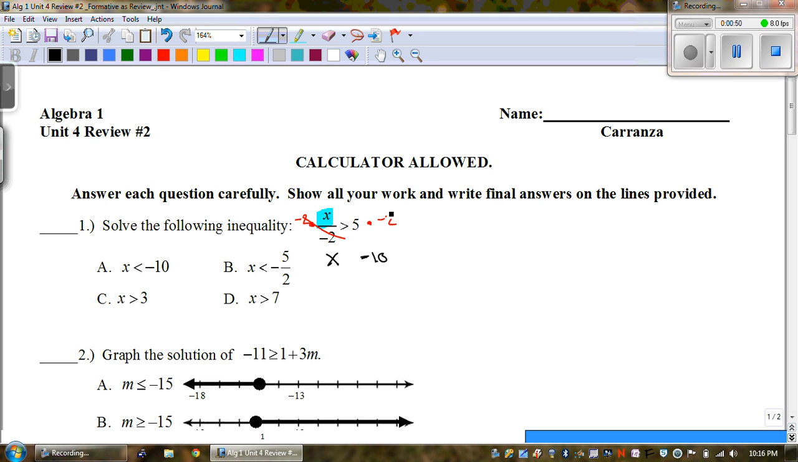Now, that x is all by itself. The only thing that I'm waiting for is to write my inequality. But since I divided by a negative, we have to flip the sign. So we get x is less than -10.